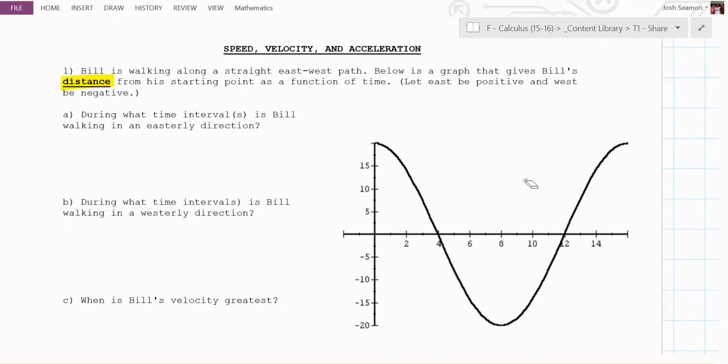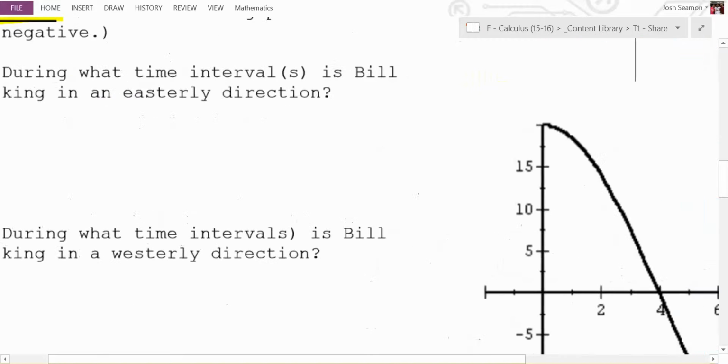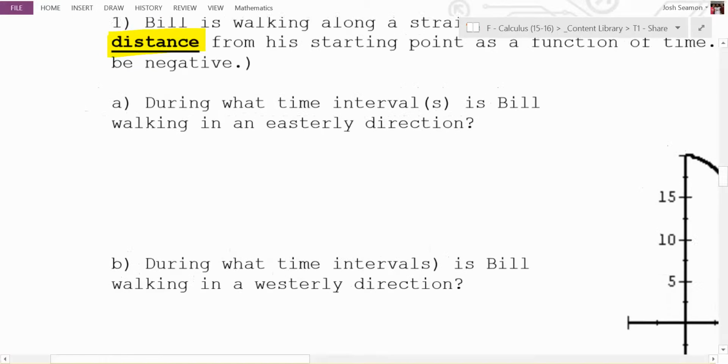Positive is to what direction? East. East is positive. So the first question is, during what time intervals is Bill walking in an easterly direction? Meaning, when is he moving in a positive direction? How do you figure that out? If S of t is his position, he's moving in a positive direction when?